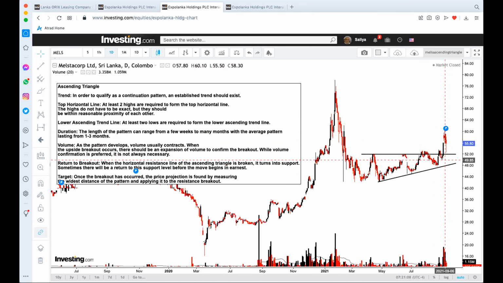Then what about the target? The target normally is the longest distance in the triangle, and the longest distance is this. I prefer to take this because I'm using this bottom as the first. I'm not taking this as the first, but you can always make use of this bottom as well, where you draw the triangle starting from here. But in my case, I'm taking this range. Therefore, I'm using this distance like this.